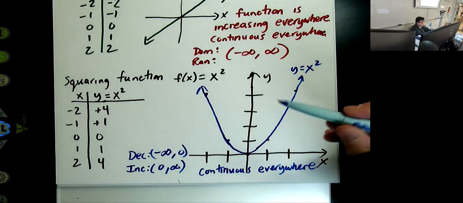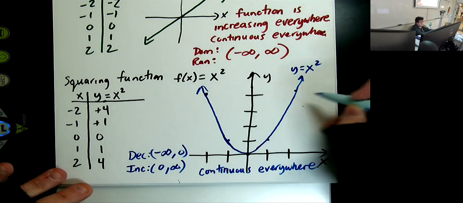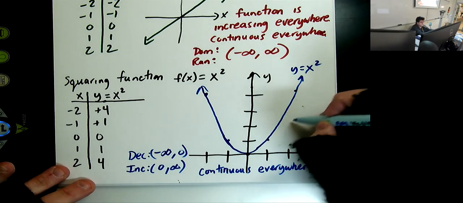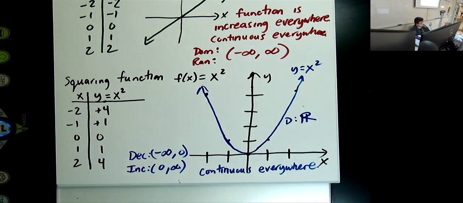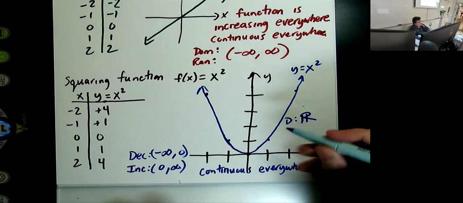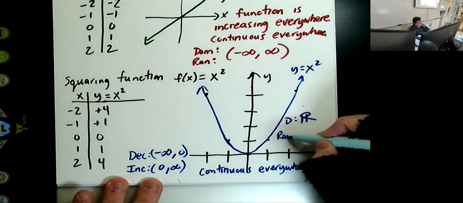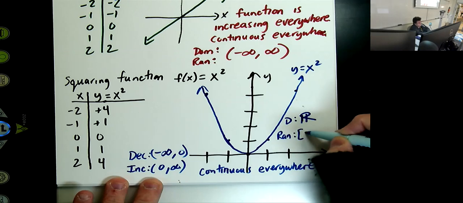The domain is all real numbers. The range is restricted though. It goes from 0, including 0, up to infinity.